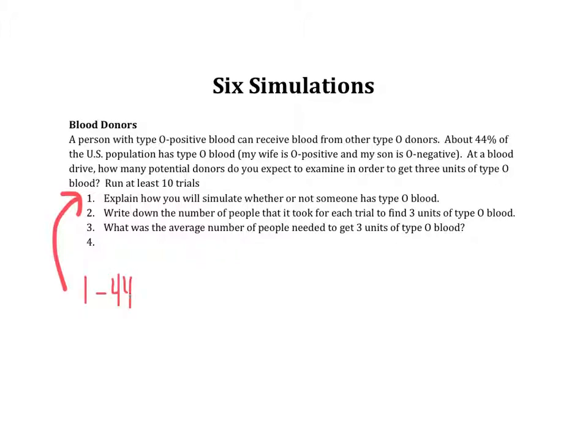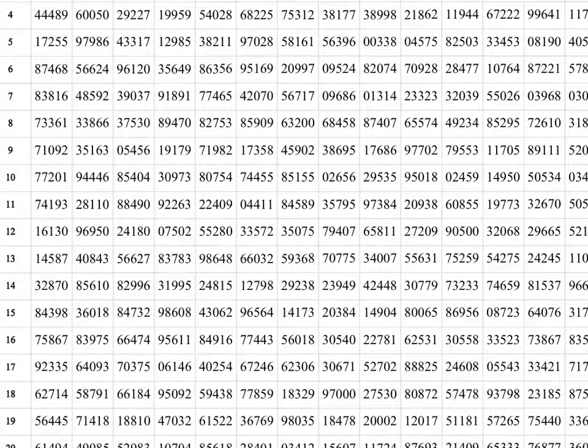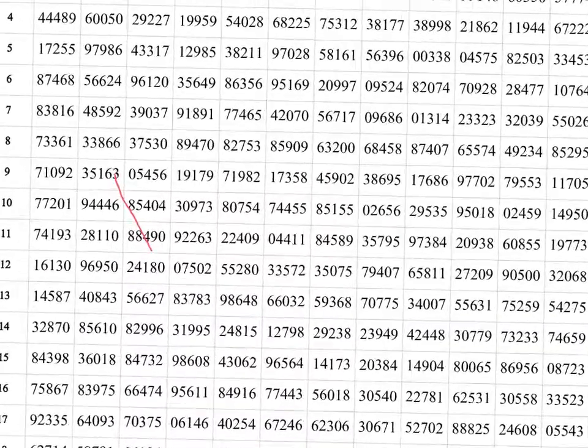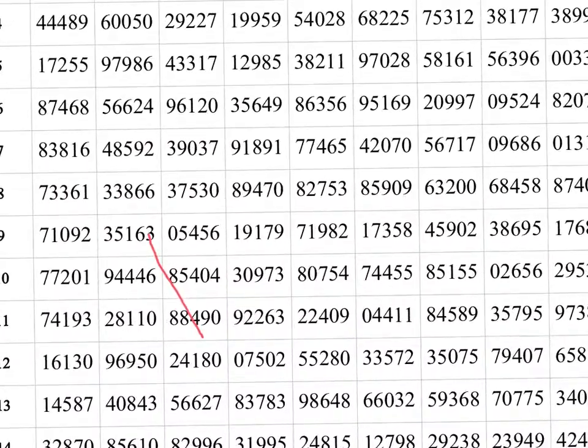One through 44. And then 45 through 00. Okay. We're going to see how many people it takes to find 3 units of type O blood. And by the way, this is 0, 1. Okay.